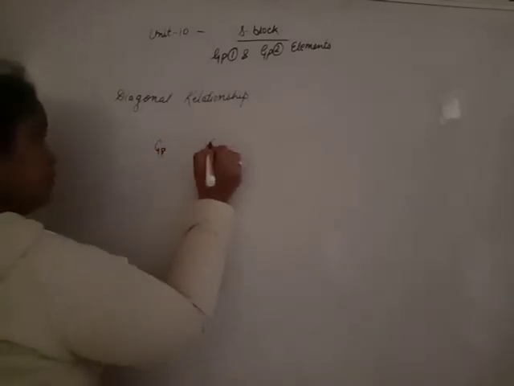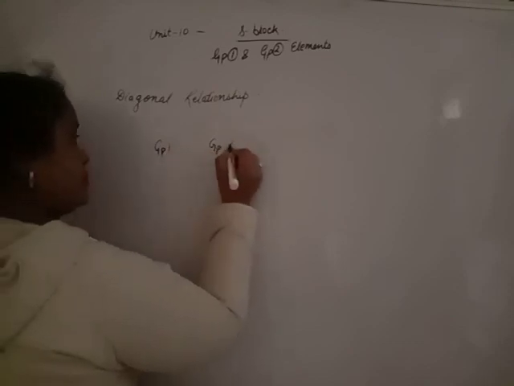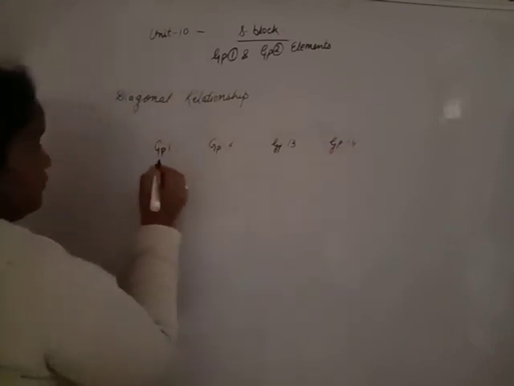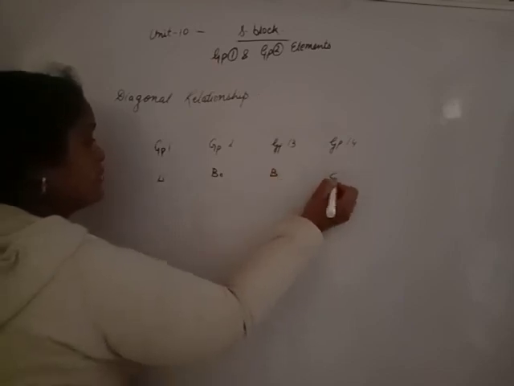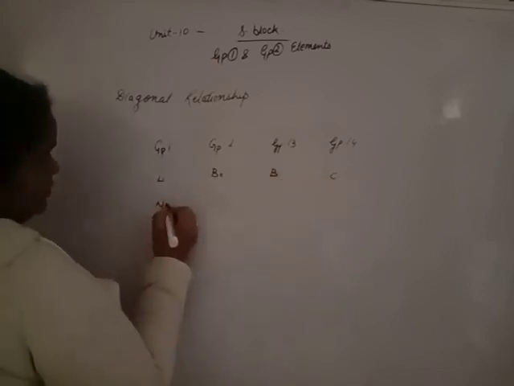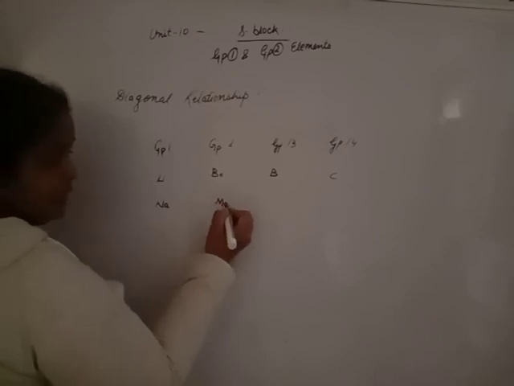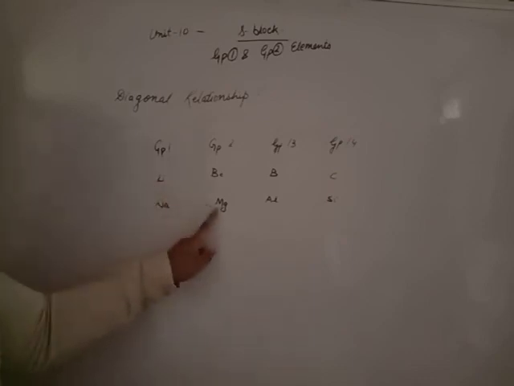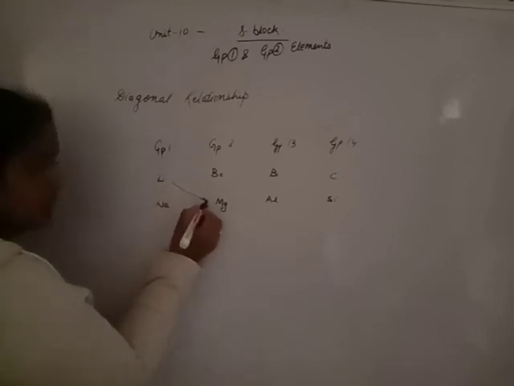For example, beta, group 1, group 2, group 13, group 14. The first elements are lithium, beryllium, boron, carbon. Second elements: sodium, magnesium, aluminium and silicon. Lithium has different properties from the rest of the members of the same group, but it has similar properties with the second member of the next group. Next group is the second.